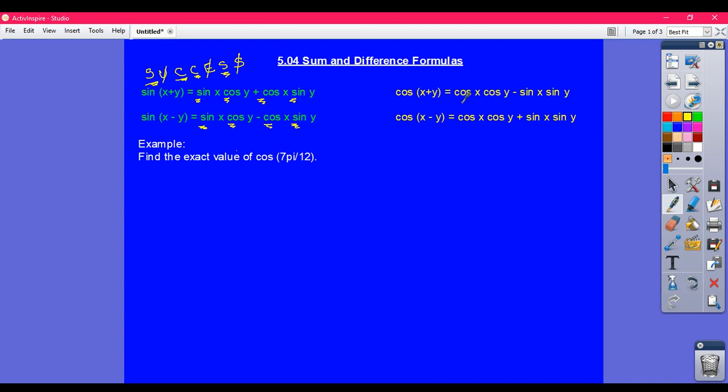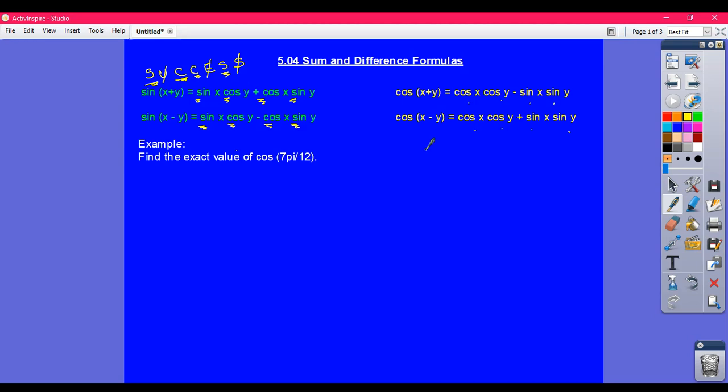For cosine, it just doubles up. Cosine, cosine, sine, sine. Same thing for difference. Cosine, cosine, sine, sine. So in this case, we're finding the exact value of cosine 7 pi over 12. The exact value means it has to be in fraction form, so those values can only come from the unit circle.